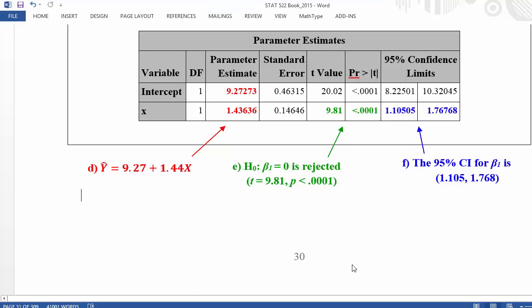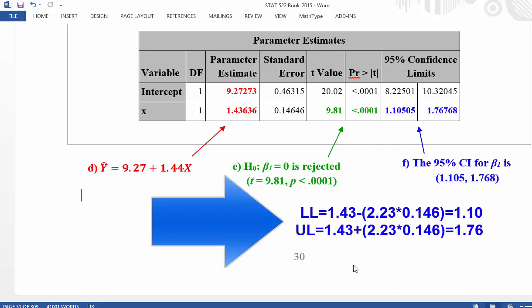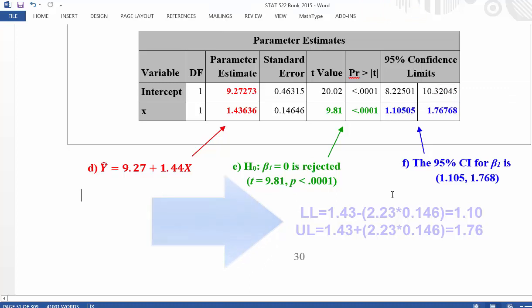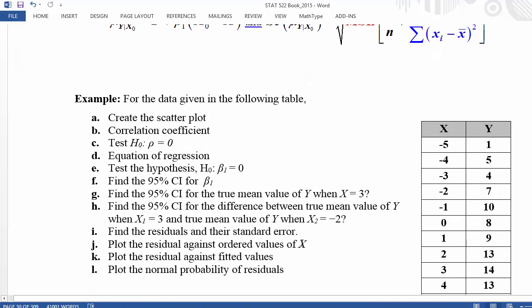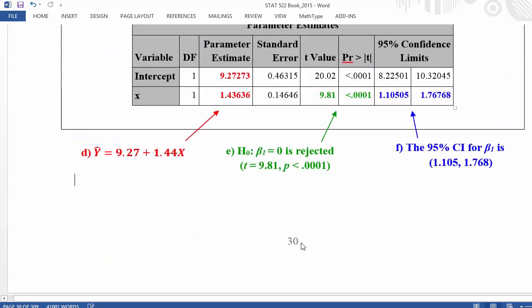In part F, we are asked to find the 95% confidence interval, or limits, for beta 1. And that is right here. So we are 95% confident that the true value for beta 1 is between 1.11 and 1.77. Next is part G. We're going to find the 95% confidence interval for the true mean value of y when x is equal to 3. So I'm going to show you that by hand. We scroll back down here.